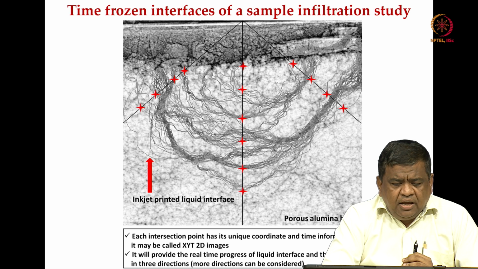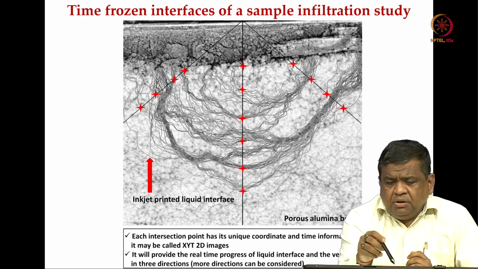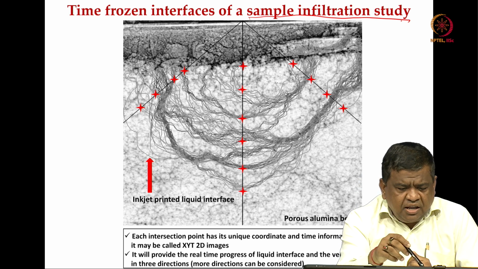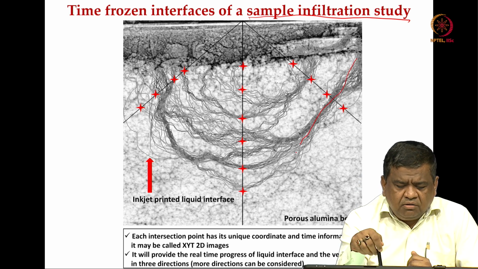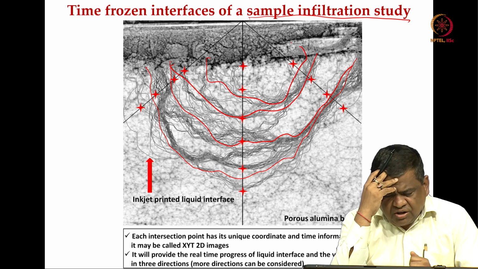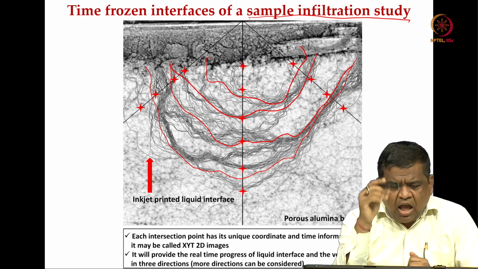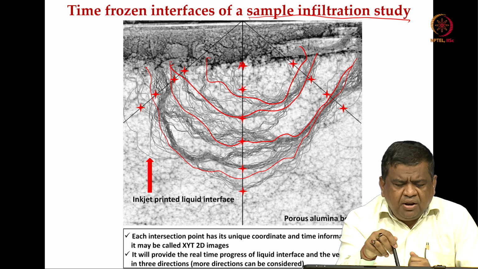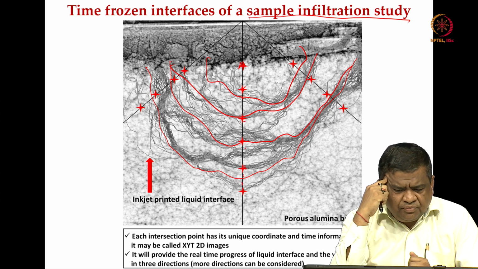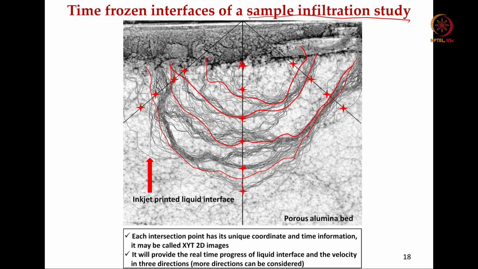So this is like a 2D shadow graph. You can see this is a 2D X-ray image, and this is the infiltration study. What you can see is the liquid inkjet-printed liquid interface, right. How this contour essentially penetrates into the powder bed, and at different time frames you can find out how the depth increases, the spread also increases, and at different coordinates you can measure.